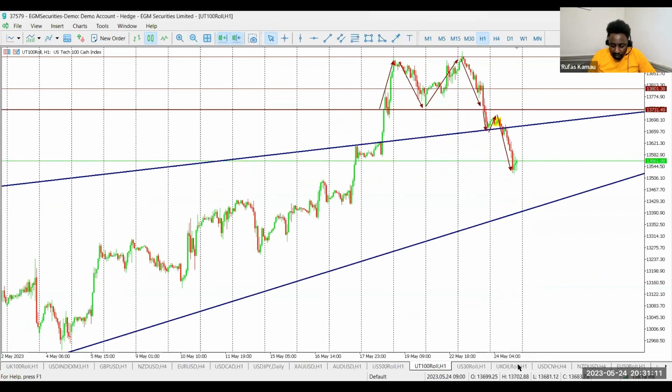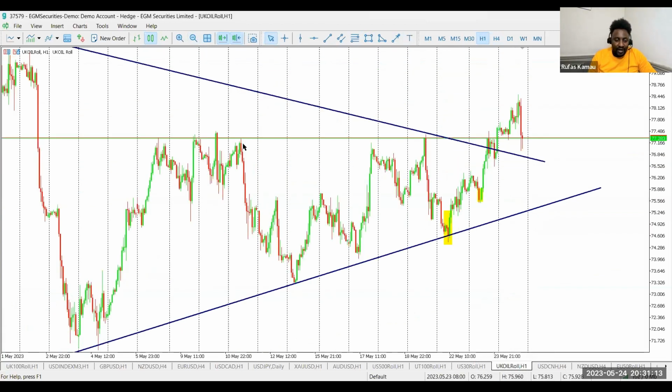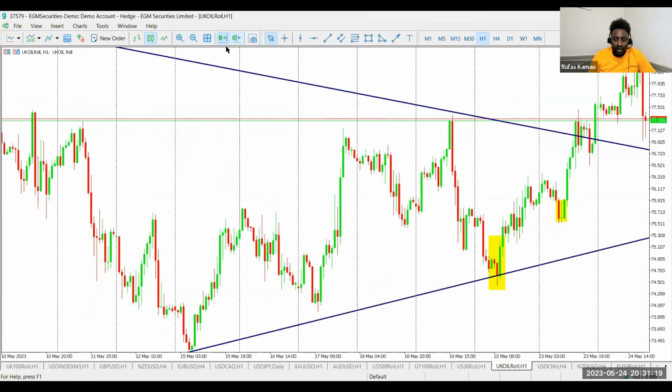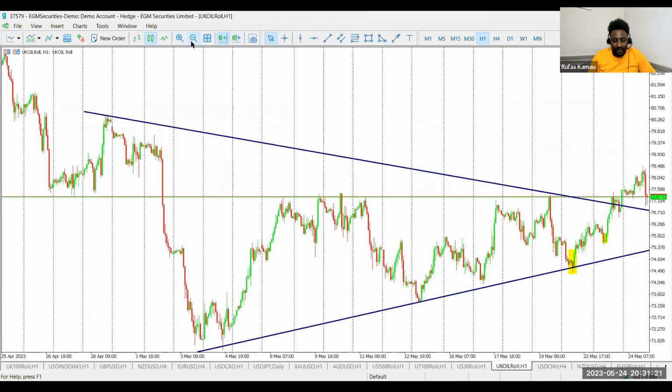So we have also seen similar patterns happening in Brent oil. This is UK oil on the 1 hour chart, and clearly we can now identify the big swings that have been happening. From the first swing here, down to this area, and then up, and then down to this area, up, down to this area, and then up, down, and then this resistance here. So the market gets back to support.